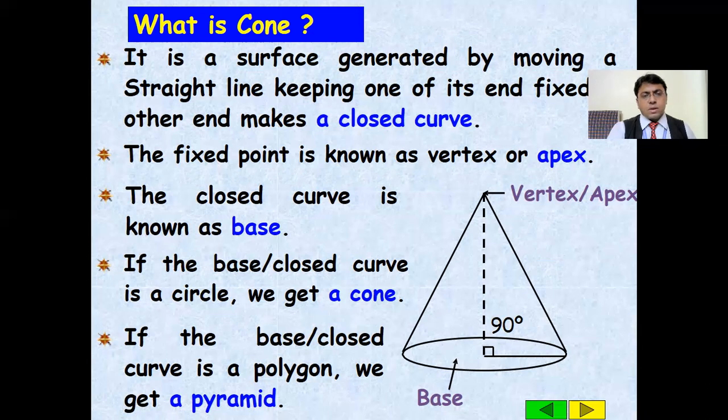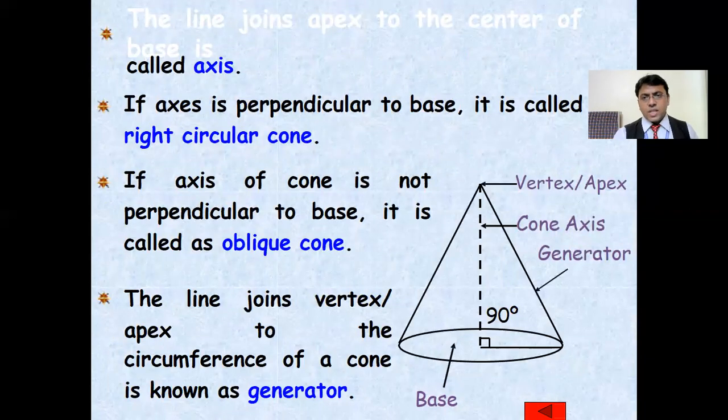If the base or closed curve is a circle, we get a cone. If the base, the closed curve, is a polygon, we get a pyramid. These all concerned things are elaborated one by one in our next learning of the same module. So with this respective cone, the line joining apex to the center of the base is called the axis. If the axis is perpendicular to the base, it is called a right circular cone. If the axis of the cone is not perpendicular to the base, it is called an oblique cone.